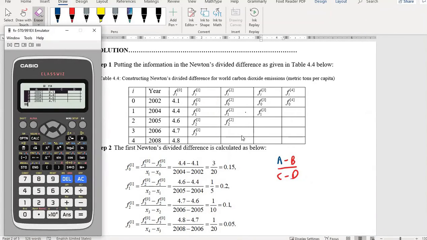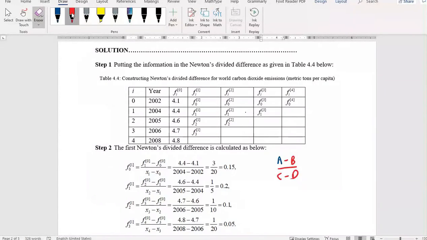For first level, A minus B divided by C minus D means I'm going to key in my F0 node formula in the spreadsheet. This is column A, this is column B. However, in the spreadsheet this cell is A1, this cell is A2, this is B1, B2. Then you key in the formula: B2 minus B1, divided by A2 minus A1.